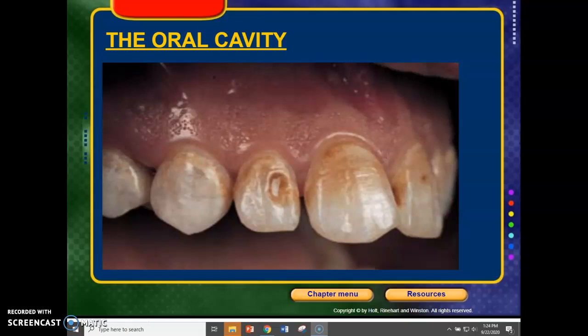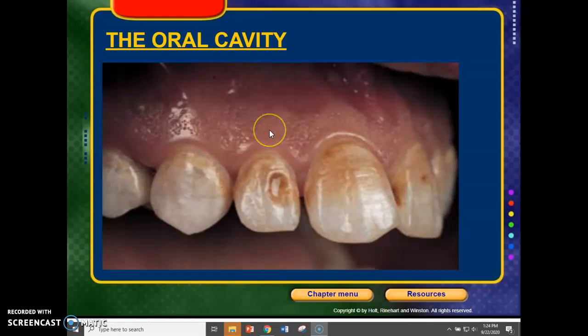Hey everybody, Mr. Harper here again, and last time we talked, as part of this oral cavity presentation, I left you with this lovely picture of unhealthy teeth and unhealthy gingiva, the fancy word for gums.